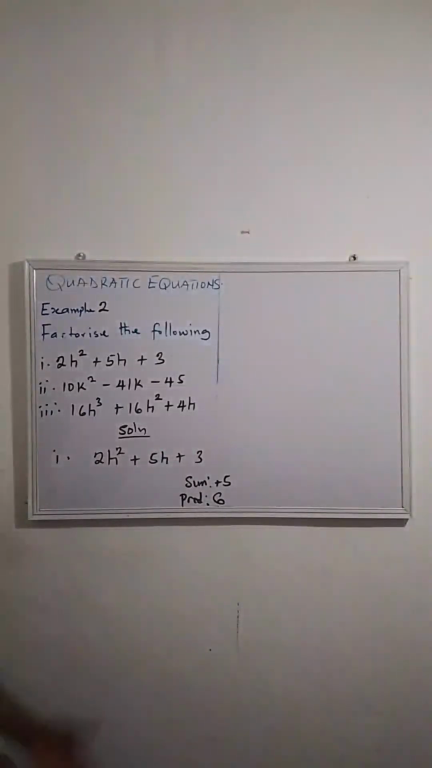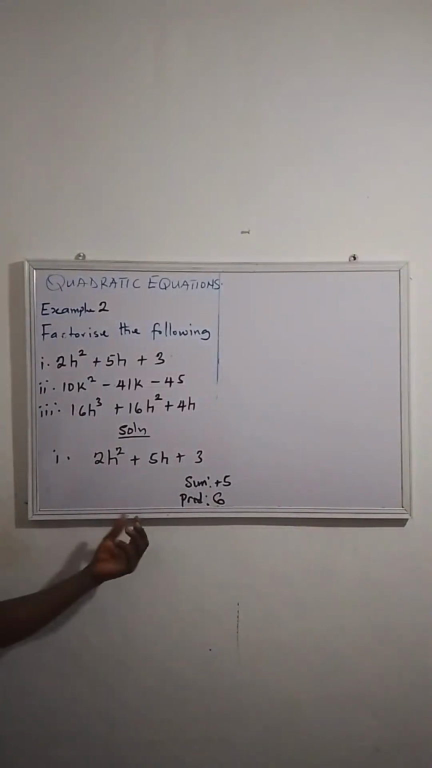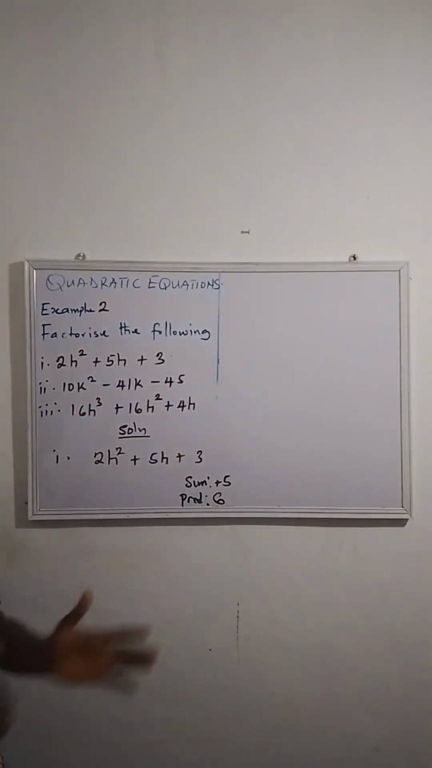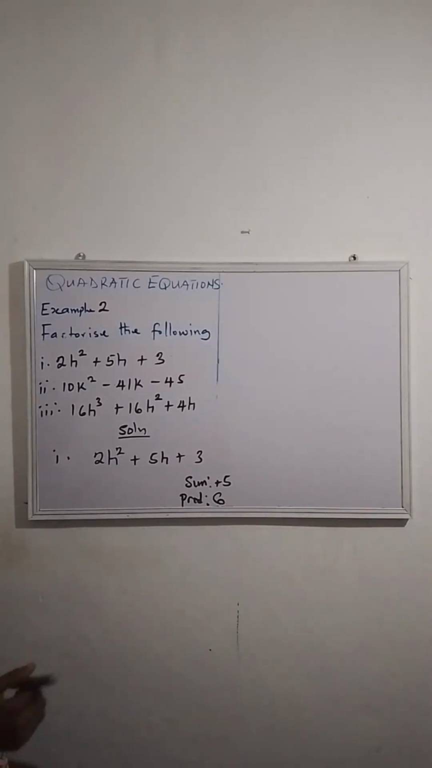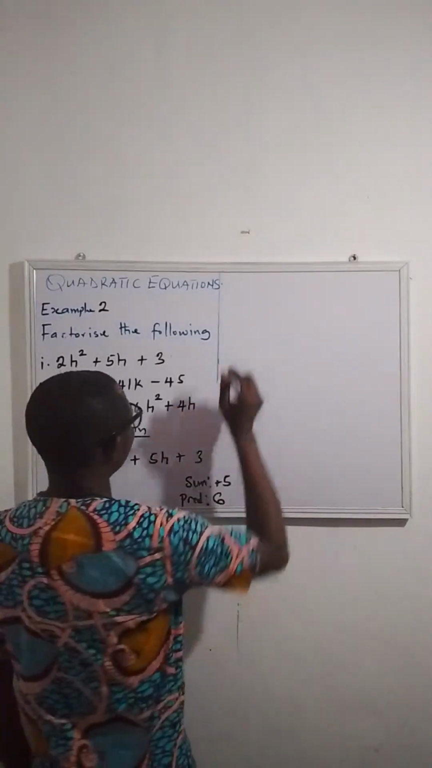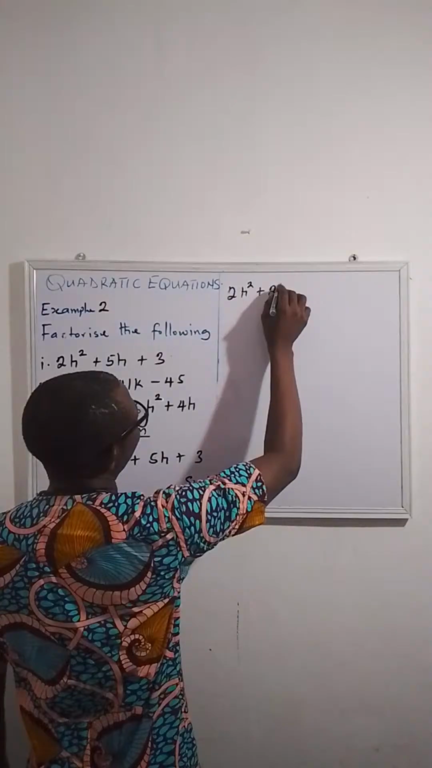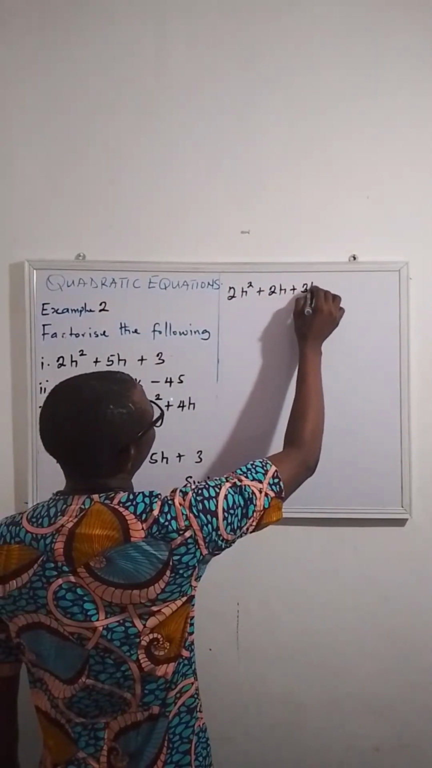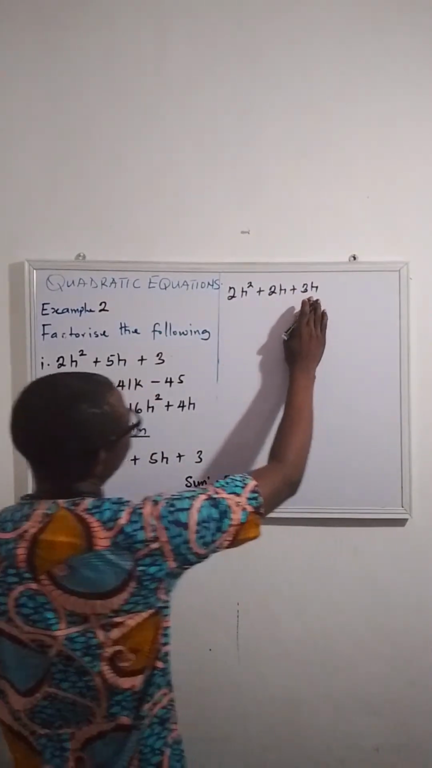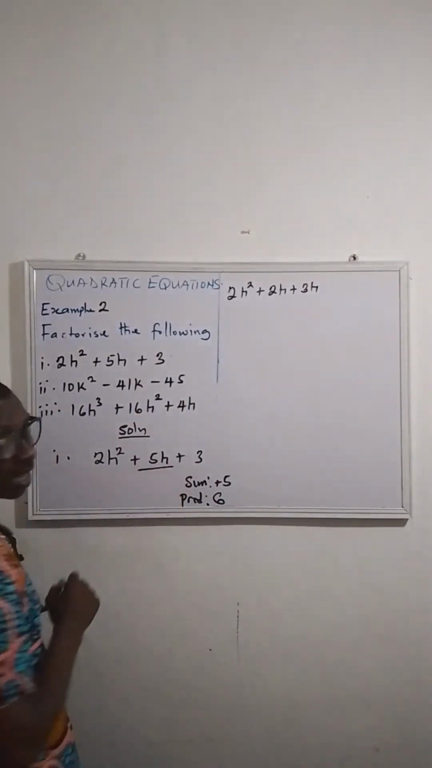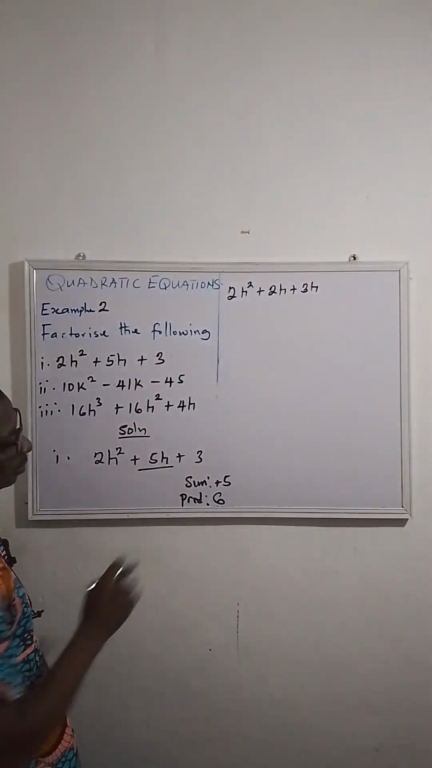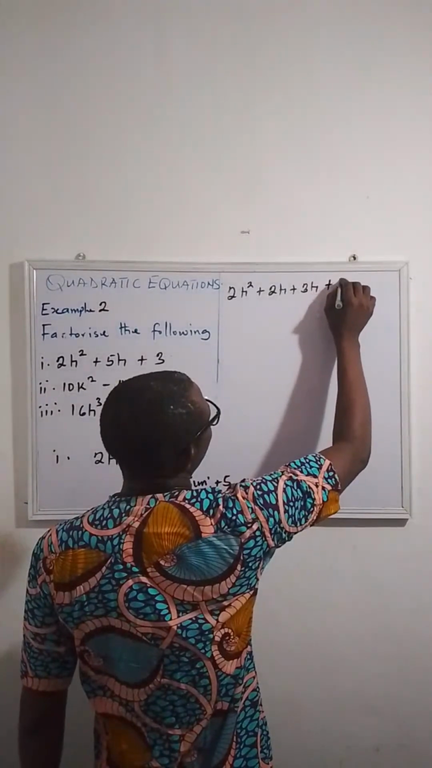All right. So now two numbers such that when you multiply together, you have 6, and when you add together, you have 5. What are the two numbers? I know you know, that's 2 and 3. So that means this quadratic expression turns to 2h squared plus 2h plus 3h. You will see 2h plus 3h is the same thing as 5h. Get that now? Plus 3.